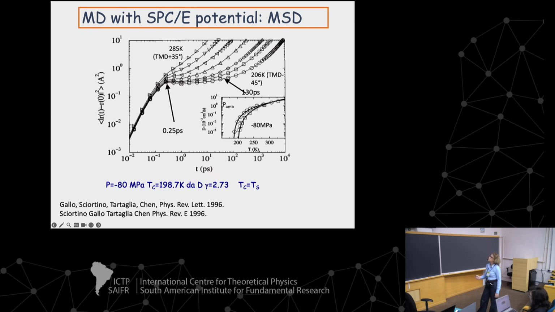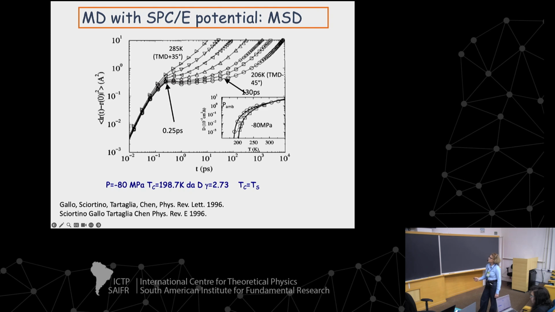As you see, we have the usual behavior: ballistic, then diffusive, and as we supercool, the liquid starts being trapped in a transient cage of first neighbors that at the end dissolves, restoring the Brownian diffusion. Okay, so this is the diffusion coefficient that we can also fit to the power law and extract the gamma from D. So we found for TC, the mode coupling crossover temperature, 198.7 K and minus 80 megapascal.